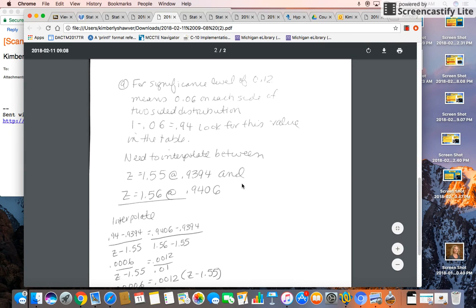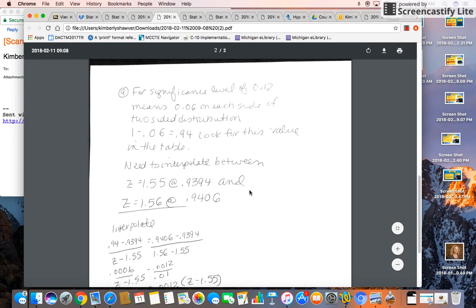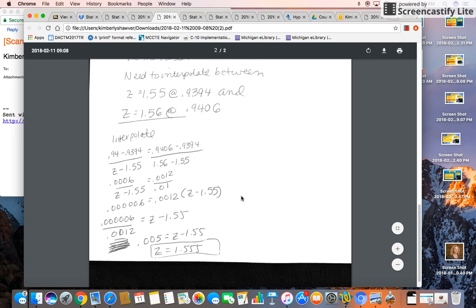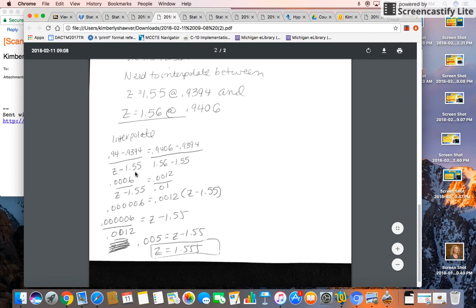So I wrote that information down and I said you need to interpolate between z equals 1.55 at 0.9394 and z equals 1.56 at 0.9406. Here's a way to interpolate, and there's two different ways to do it. I take the value I want, 0.94, minus one of the values I know. Below that, I write that z is the unknown minus 1.55, since at 0.9394, z is 1.55. Then for the right side of the equation, I say 0.9406 minus 0.9394 over 1.56 minus 1.55.